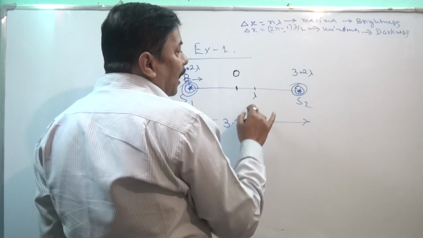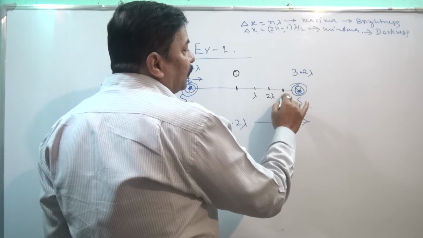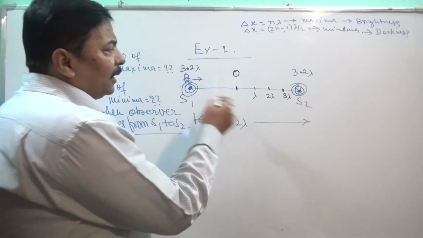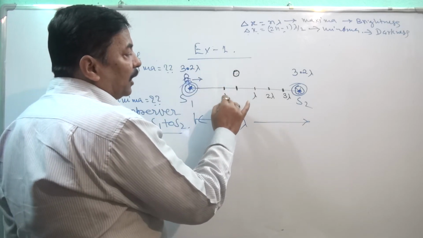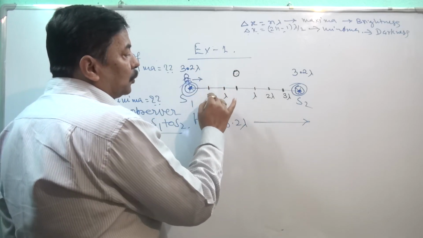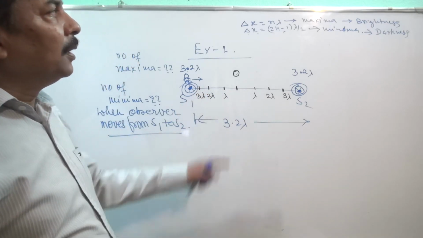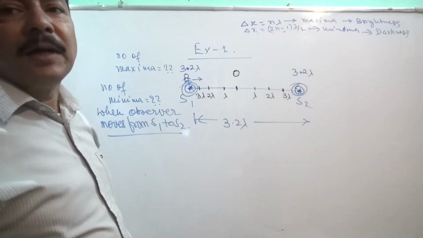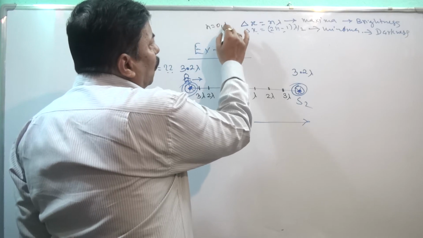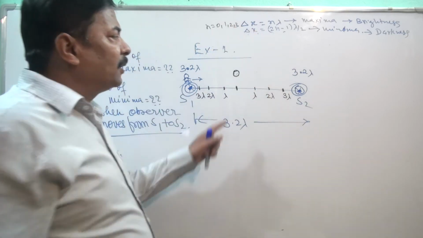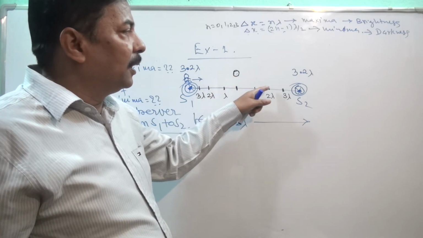somewhere it will be lambda, somewhere it will be 2 lambda, and somewhere it will be 3 lambda. Similarly in this side, here it is 0, here it is 3.2 lambda. So somewhere it will be lambda, somewhere it will be 2 lambda, and somewhere it will be 3 lambda. And what you have observed, delta x path difference is n lambda, integral multiple of lambda, and value of n starts from 0, 1, 2, 3. So here the path difference is 0. So here 1 maxima, here second maxima, here third maxima.